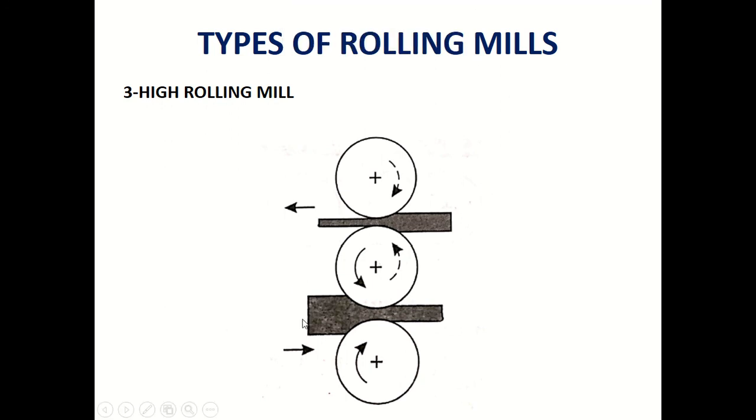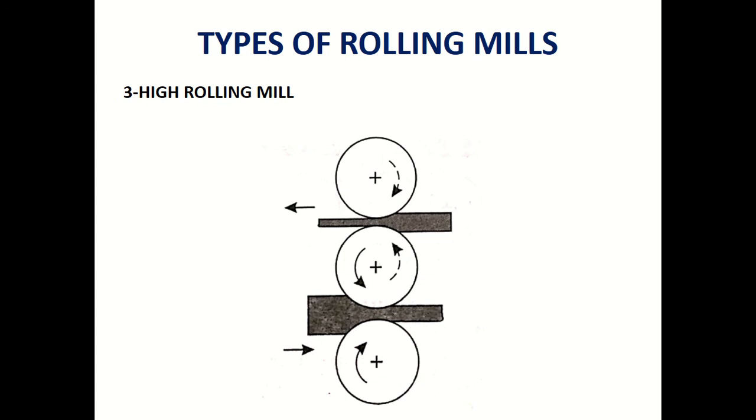Why do I say that? You look at this. Initially I pass my work material between these two rollers. The product obtained as output, I pass it between these two rollers. So my desired final thickness is this one. How did I obtain it? I pass the work material in two stages. So it's a two-stage process.